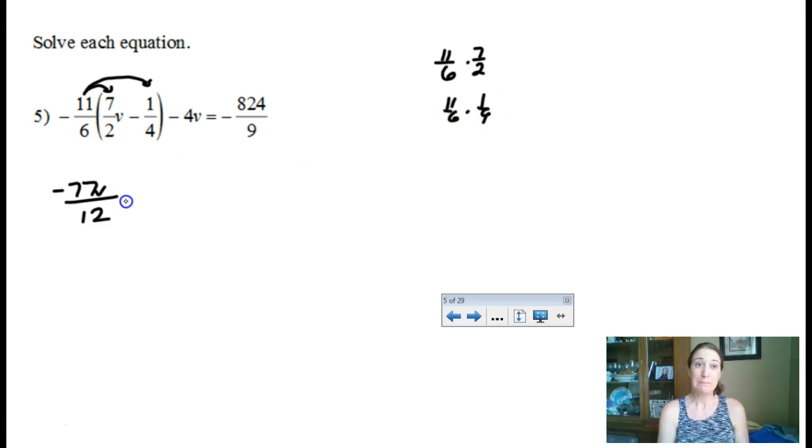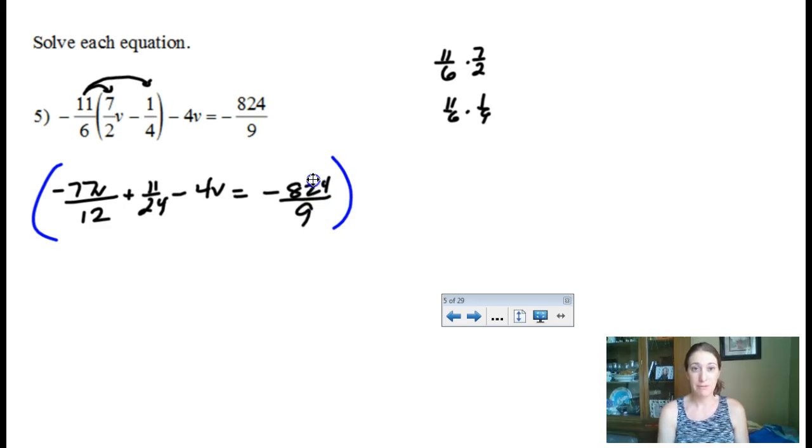Okay. Ugh. What I do notice, though, is the negative times the subtraction is going to be a positive sign now. And then 11 over 24. I still have a minus 4v right here. And I still have an equals negative 824 over 9. All right. So, good news, I guess, is we're ready to get rid of the fractions by thinking about an LCM for 12 and 24 and 9. So, this is where you have to kind of decide where you want to spend your energy.